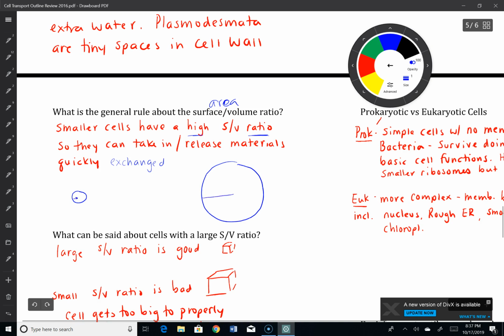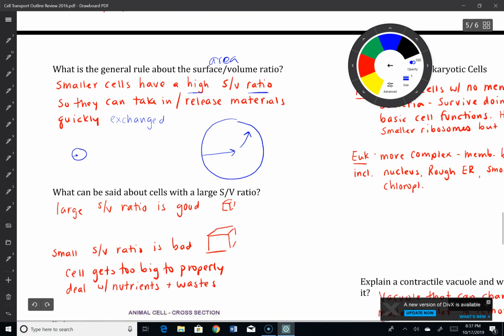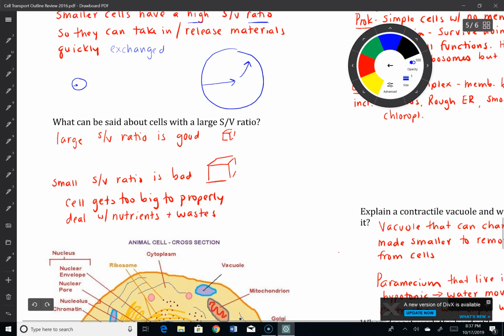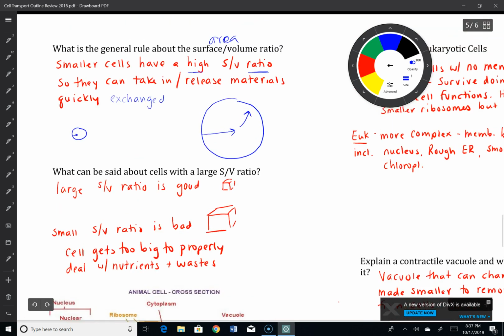Look at how much time it takes to get to the center of that cell. As important as getting in material is getting out material. So bigger is not better. When you talk about size, if I give you a picture, smaller cells, like this little cube over here, has a very large surface area to volume ratio. It is very good. It is very efficient.